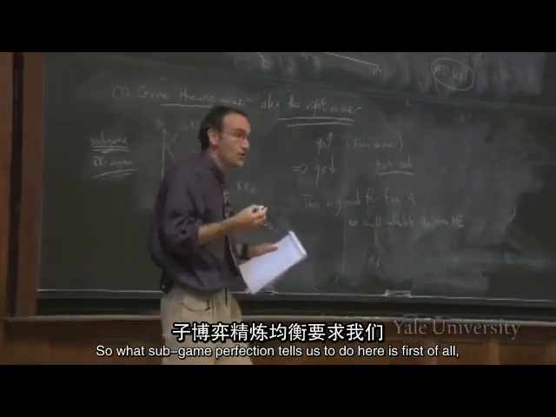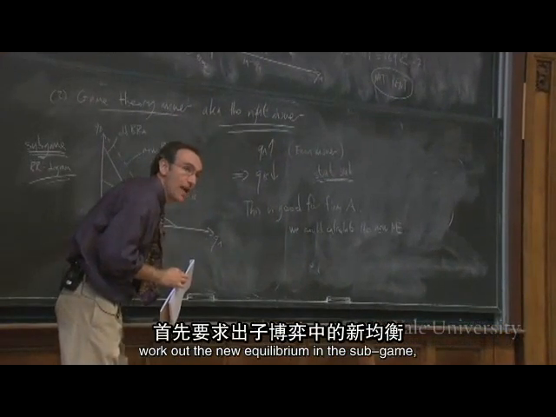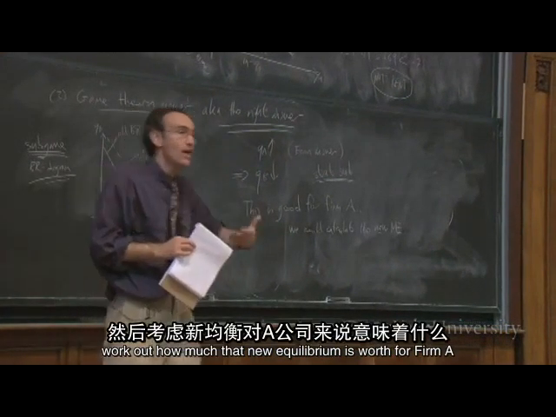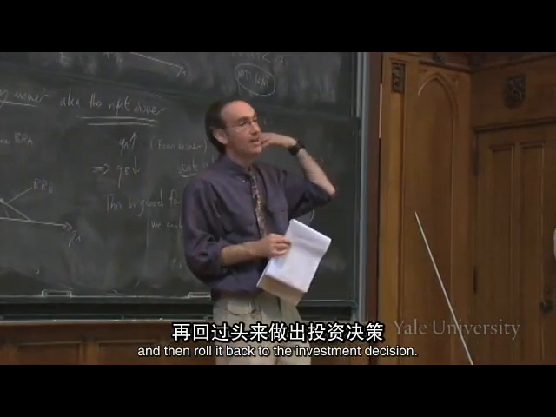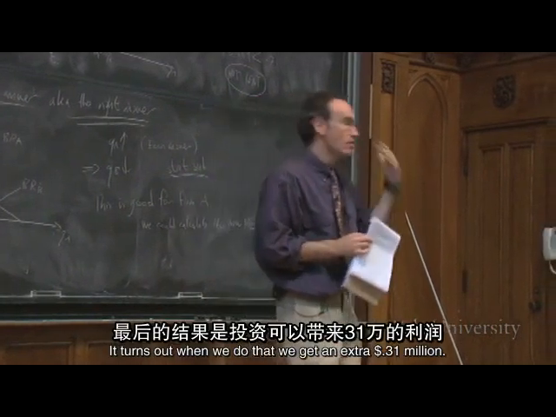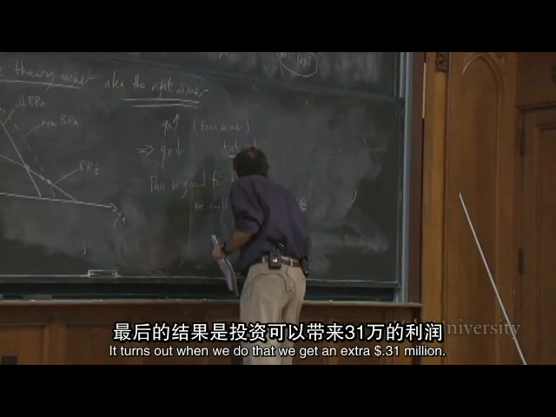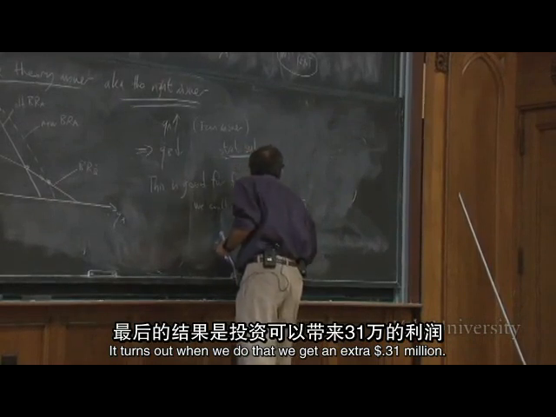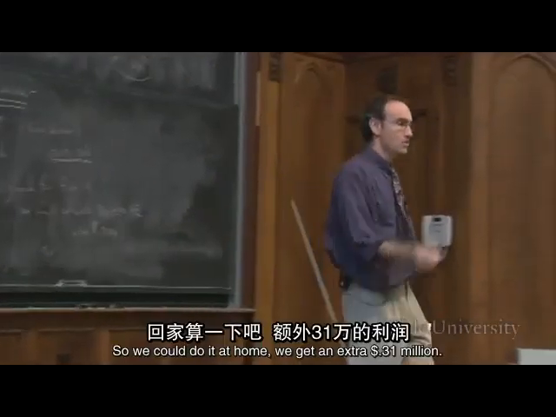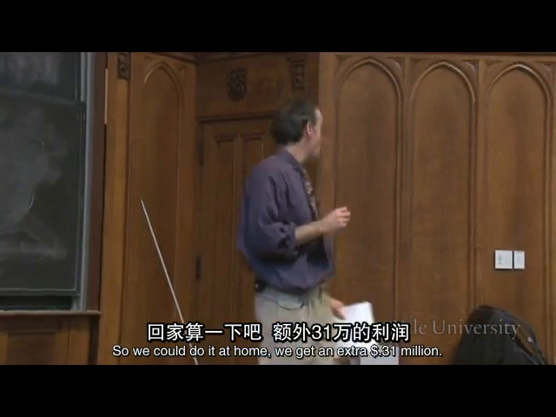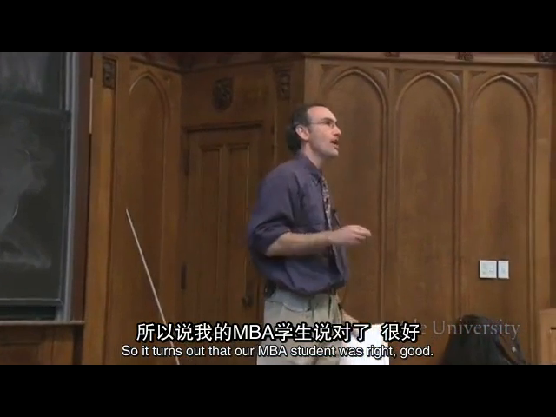So what subgame perfection tells us to do here is, first of all, work out the new equilibrium in the subgame, work out how much that new equilibrium is worth for firm A, and then roll it back to the investment decision. It turns out when we do that, we get an extra $0.31 million. So it turns out that our MBA student was right, good.